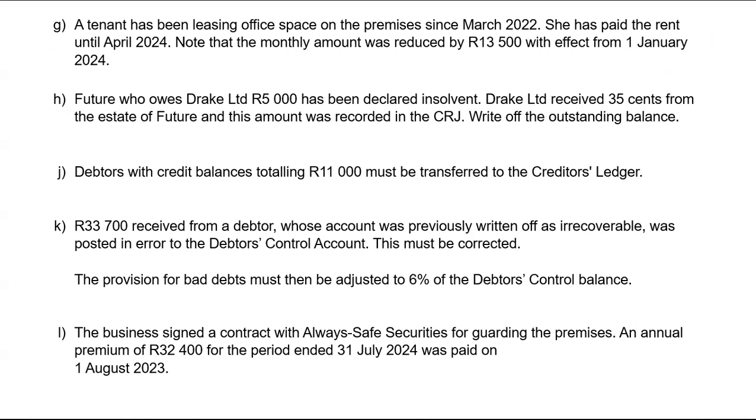33,700 received from a debtor whose account was previously written off as recoverable was posted in error to the debtor's control. This must be corrected. I will start by firstly correcting the error. We received it. So when we received this money from a debtor who was previously written off, we deducted it from debtor's control. And we just wrote off a debtor right now. It was Future. You realize that we took whatever Future was owing from the debtor's control.